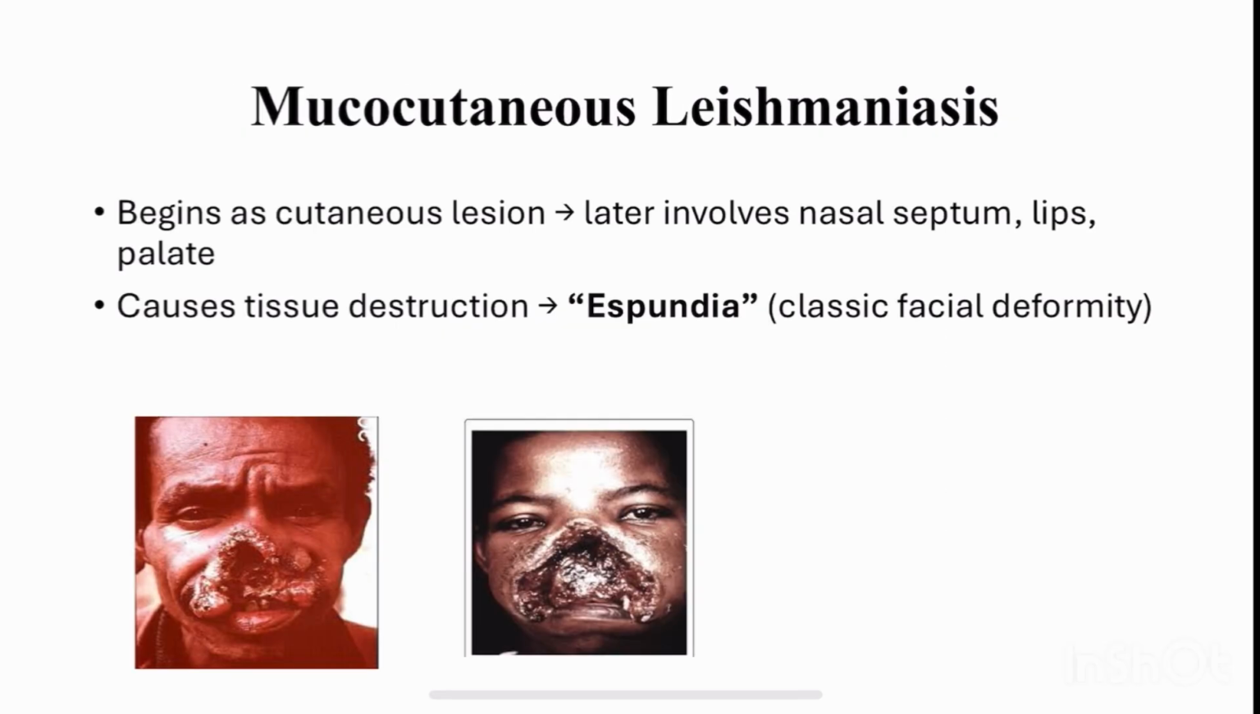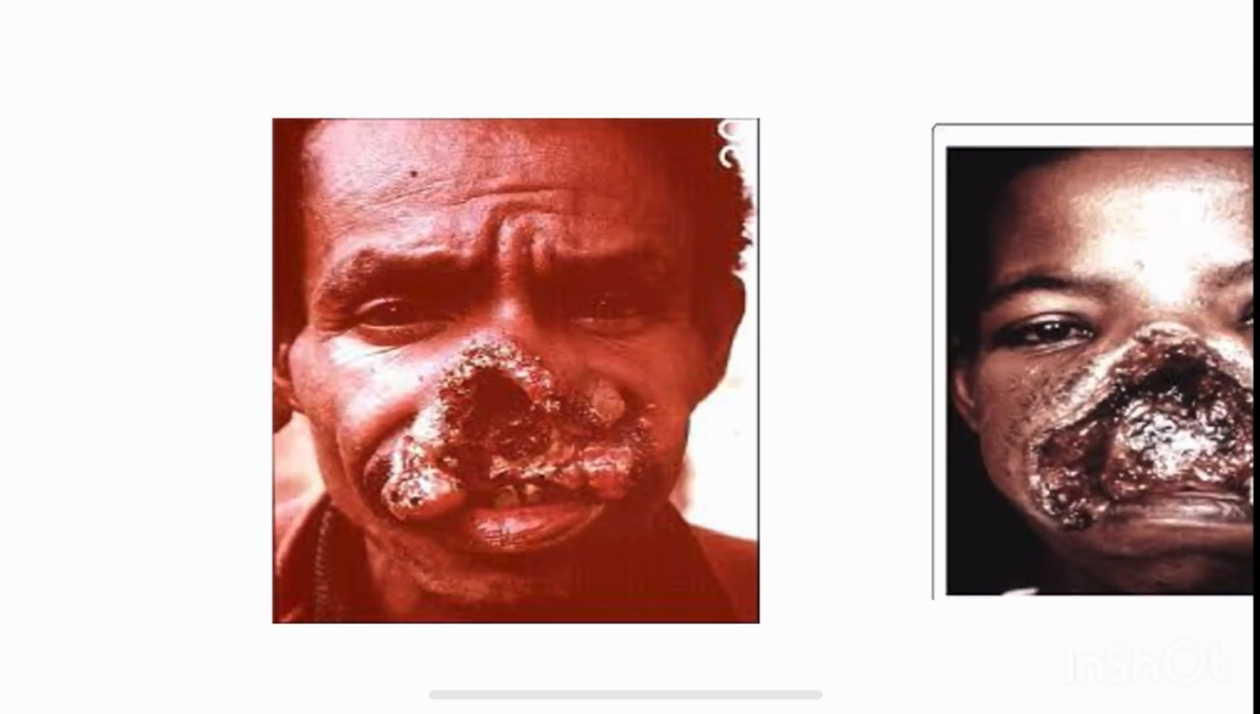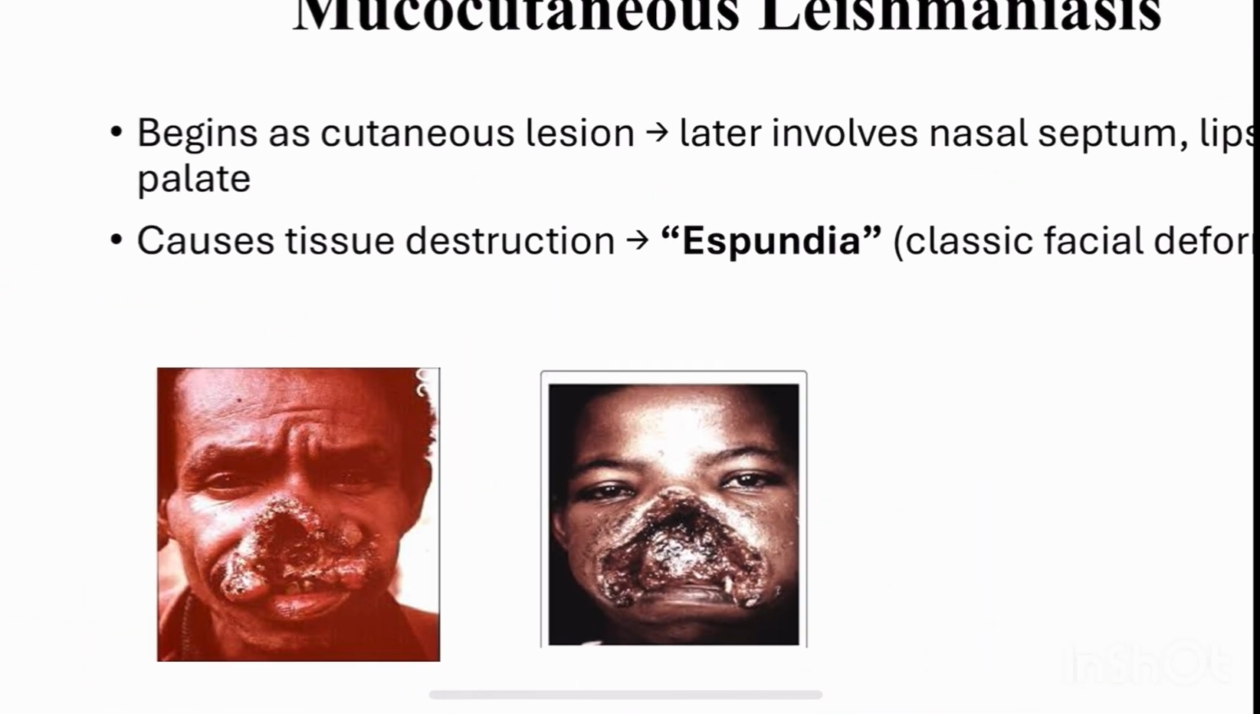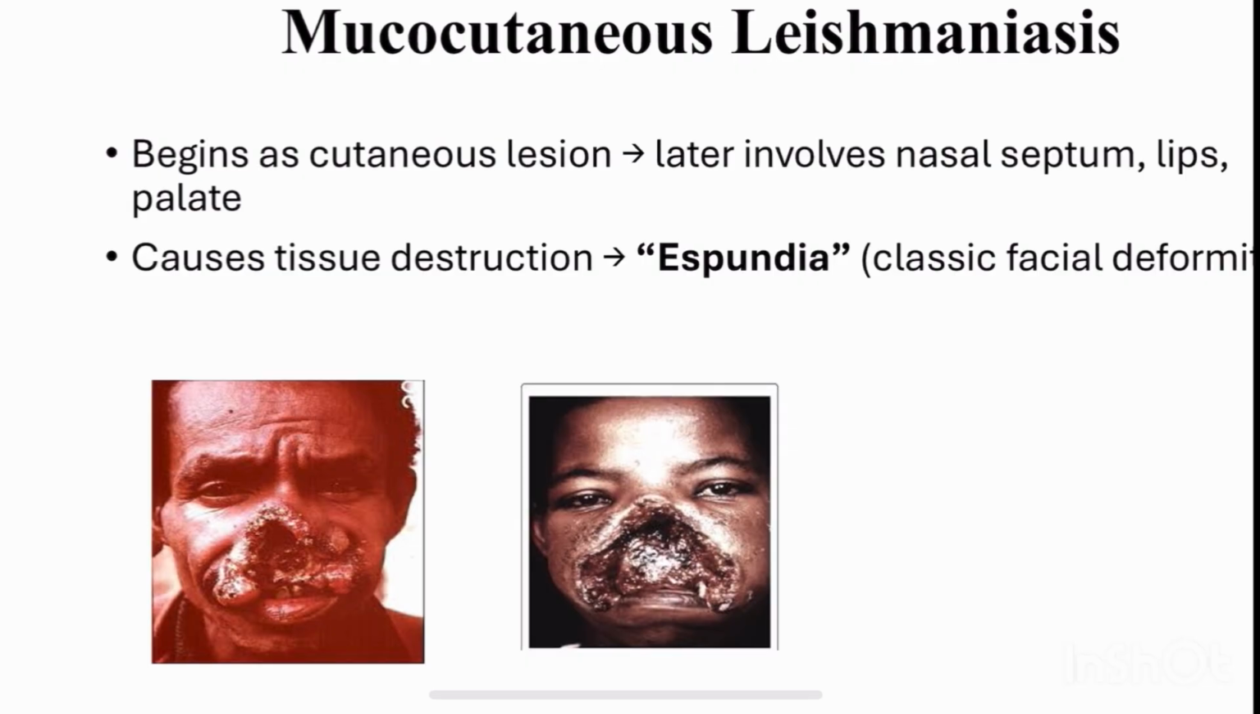Okay, now discussing the other forms of leishmaniasis, such as mucocutaneous leishmaniasis. This is a variant of cutaneous leishmaniasis. It begins as a cutaneous lesion, later involves the nasal septum, lips, and the palate. So that's why we can see the destruction of the nose bridge, the palate, and the lips. This destruction will cause disfiguration of the face.